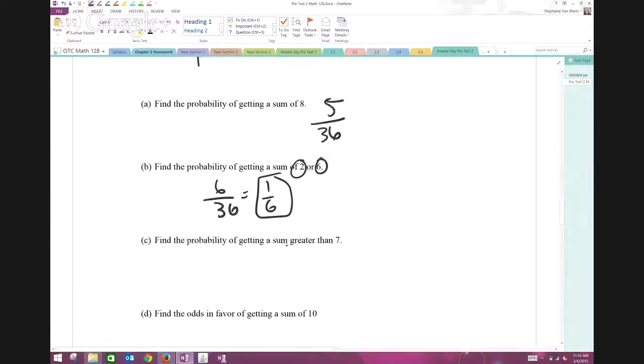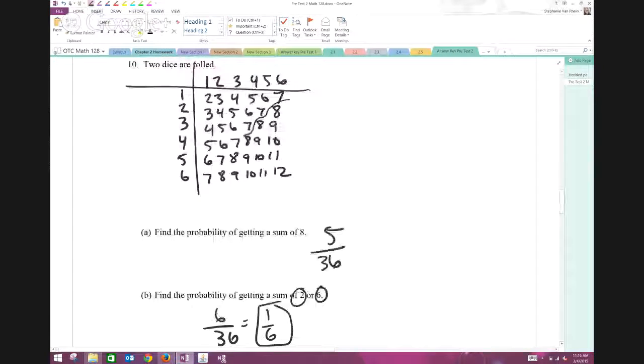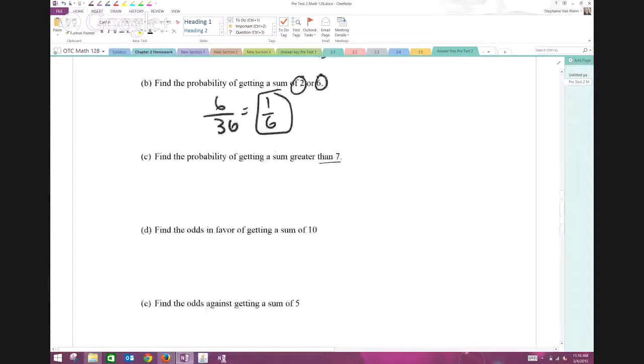The probability of getting a sum greater than 7. Greater than 7 would be everything in this region. So 1, 2, 3, 4, 5, 6, 7, 8, 9, 10, 11, 12, 13, 14, 15. So my answer here is 15 out of 36, and that can be simplified to 5 out of 12.